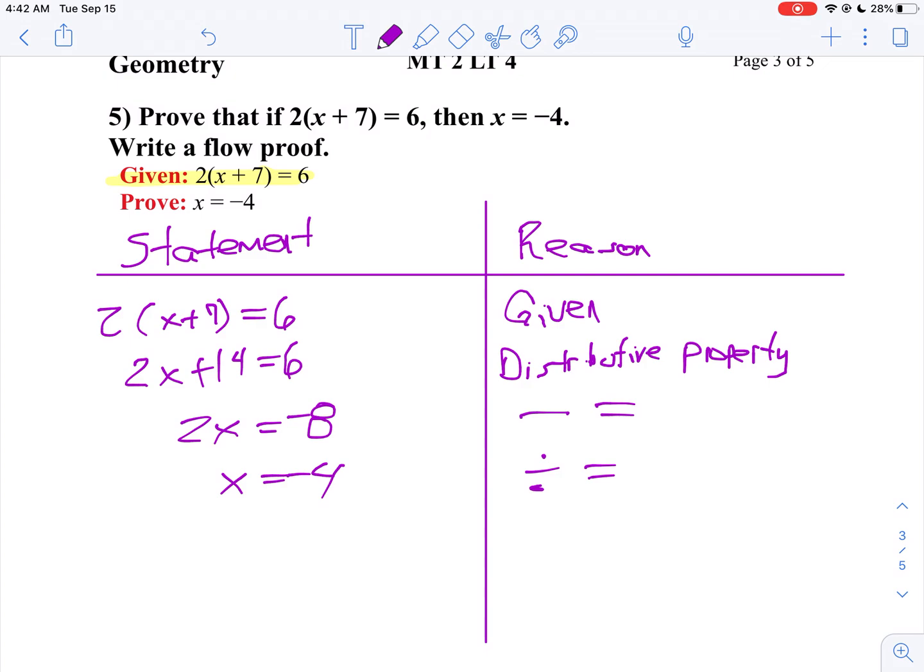We could have put a step in between each of these where I actually wrote down, I subtracted 14 from both sides, and then I'd say simplify or algebra for my reason. But I don't like to do that. But you could. You could say minus 14 from both sides. That was subtraction property of equality. And then simplifying would give you 2x equals negative 8. So it would almost double the length of our proof, but there's nothing wrong with that.